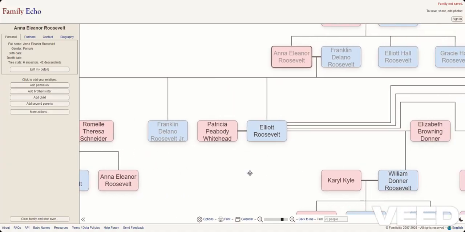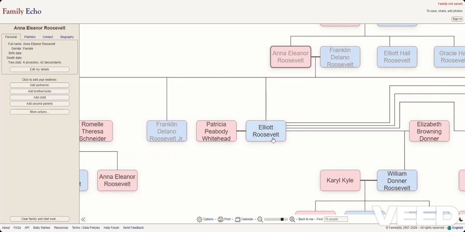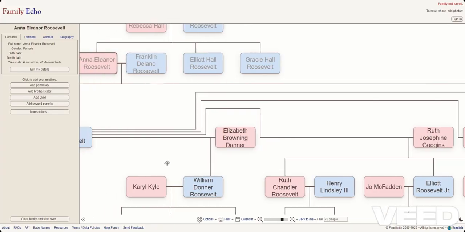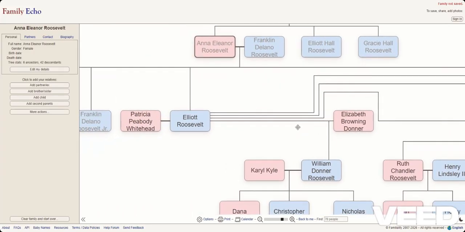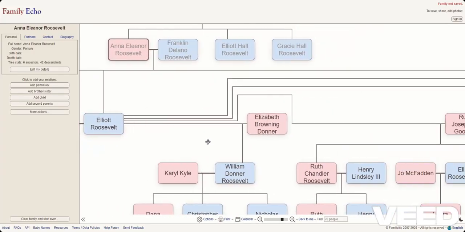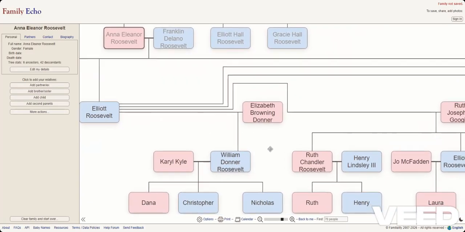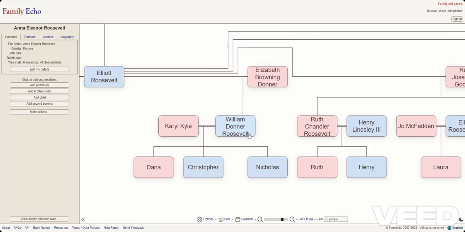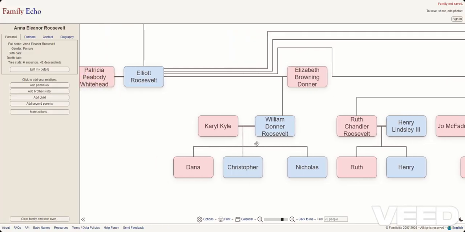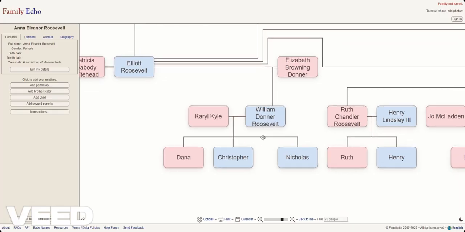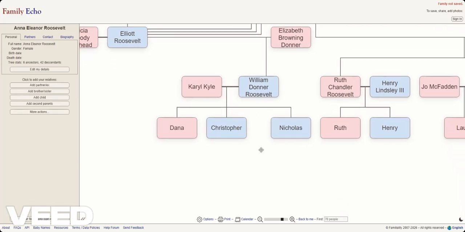died as a baby. Next is Elliot Roosevelt, and he was married five times and divorced four times. First, he married Elizabeth Browning Donner, and they had a son named William Donner Roosevelt. He married Carol Kyle. That's a weird way to spell Carol. And they had three kids: Dana, Christopher, and Nicholas.